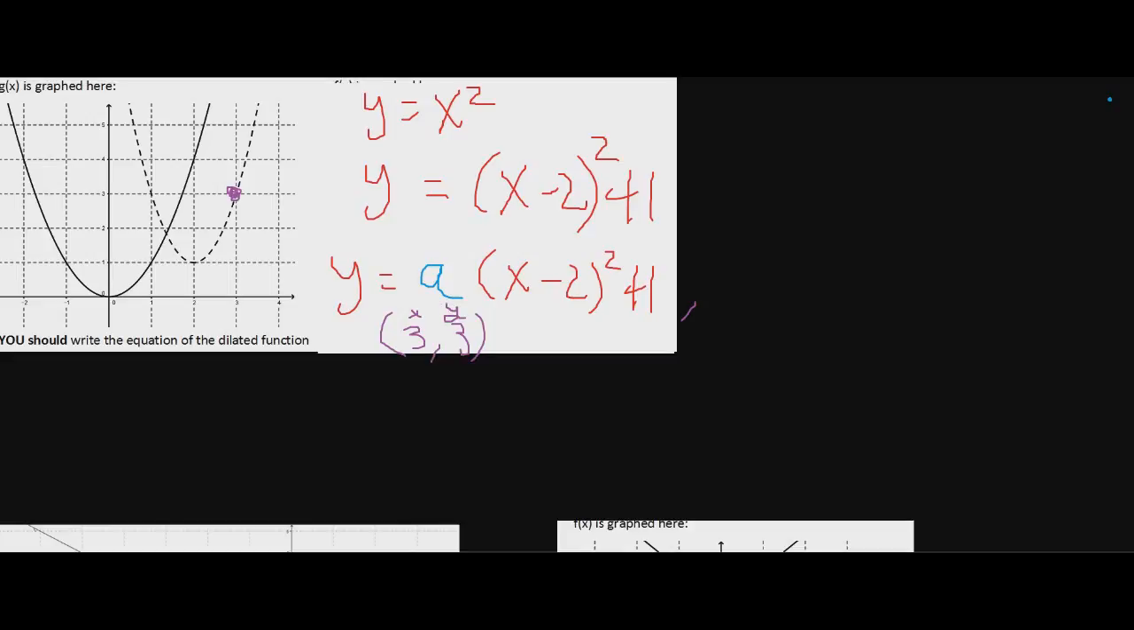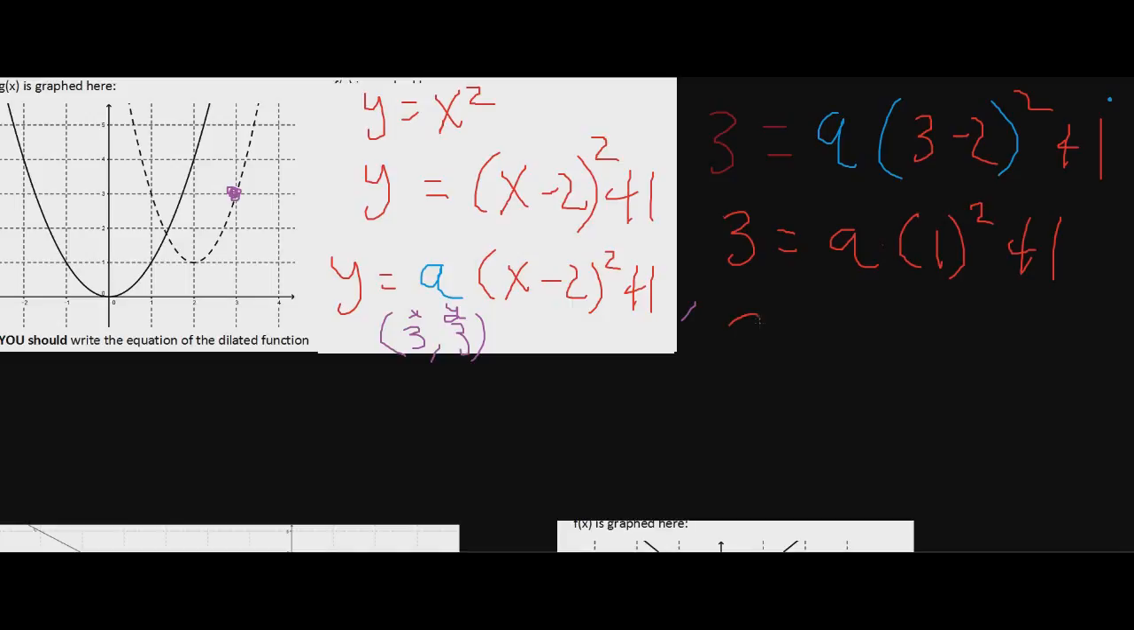All right, so I picked that point. So let's just go ahead and plug them in. So we're going to plug in 3 equals, we're trying to solve for a, and then my x value is 3, so we're going to get 3 minus 2 squared plus 1. First thing is what's 3 minus 2 inside our parentheses here? Well, that's just 1, so we're going to get 3 is equal to a times 1 squared plus 1. 1 squared is just 1. A times 1 is just a. Anything times 1 is just that value. So I'm just going to rewrite this as a plus 1.